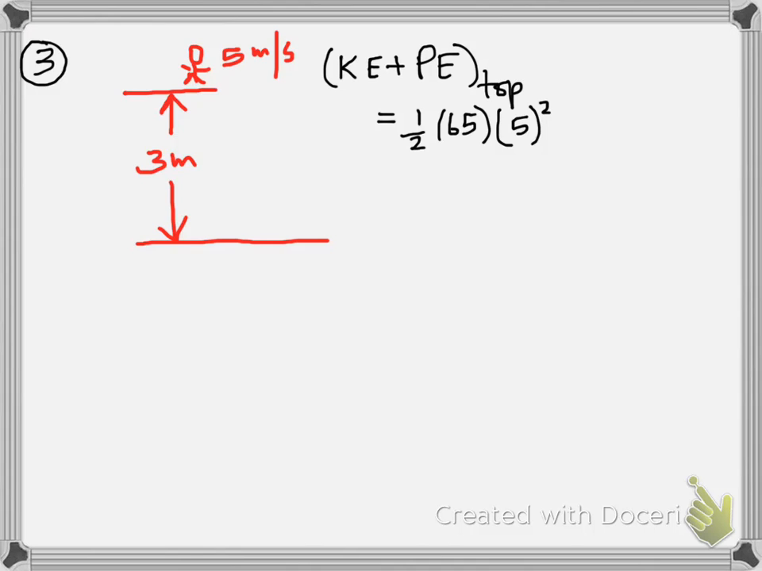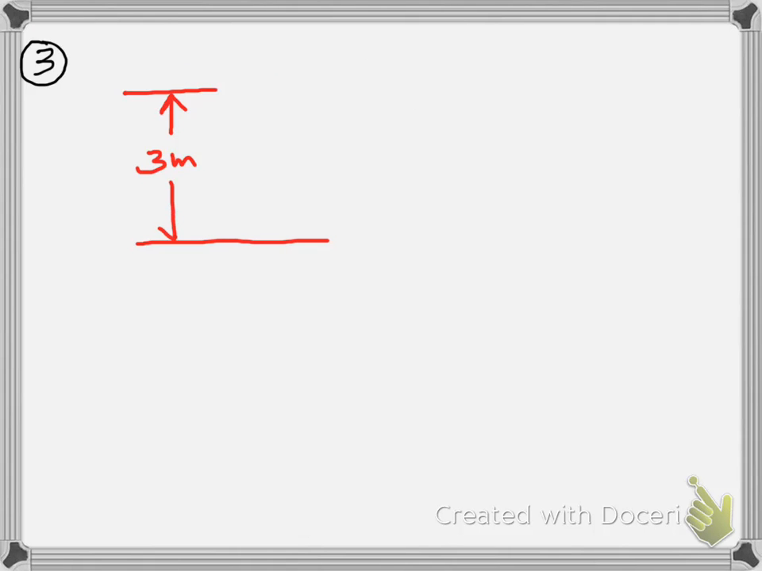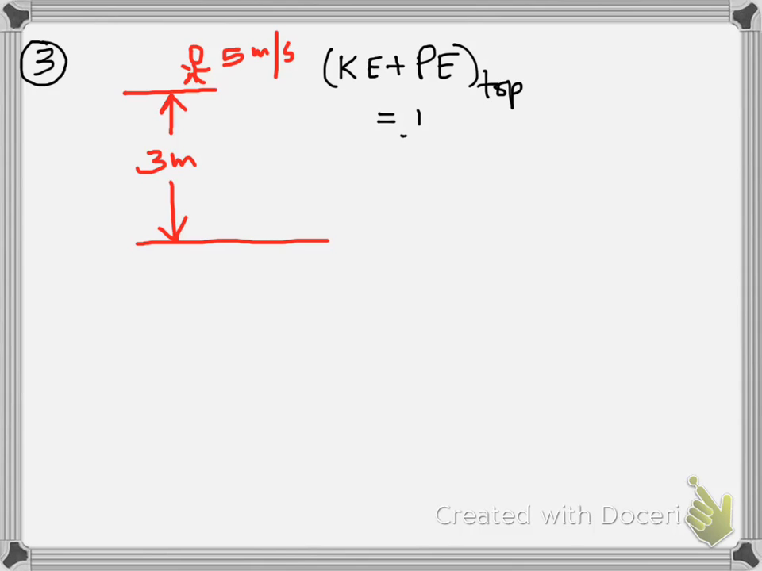Okay. Here it is, 3 meters, please. I know it's stop and go, but 3 meters. That's the height. That's you jumping up at what velocity? 5 meters per second. All right, what's this? The idea is that the kinetic energy plus the potential energy at the top should be equal to the kinetic plus potential at the bottom, isn't it? So first I found the kinetic energy plus the potential energy at the top.